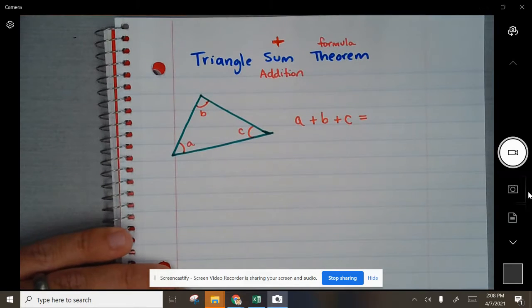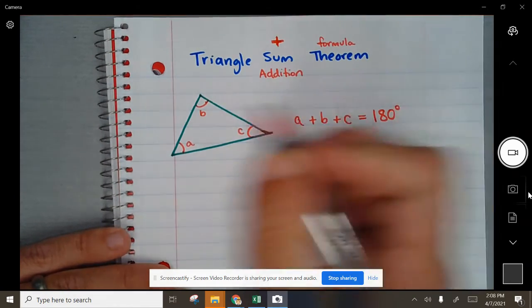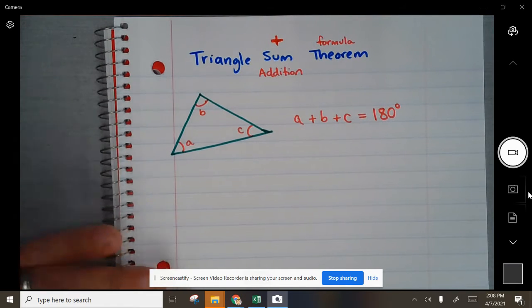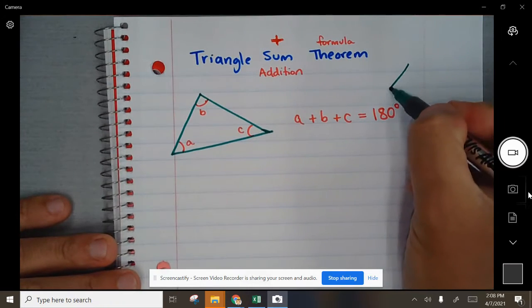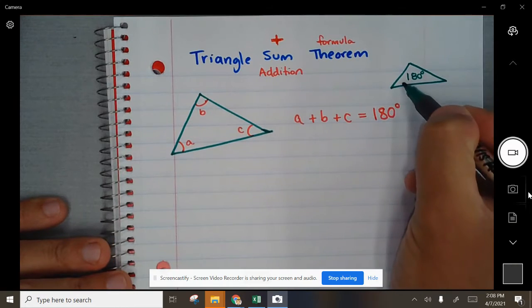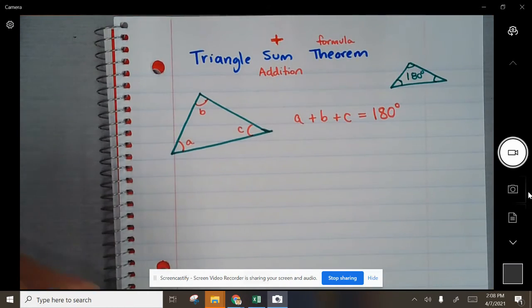This is what the triangle sum theorem is. A plus B plus C is always going to be 180 degrees. Triangles always equal 180 degrees. So I almost want you to just have this visual. If I was in the class, all the angles added up equal 180 degrees.